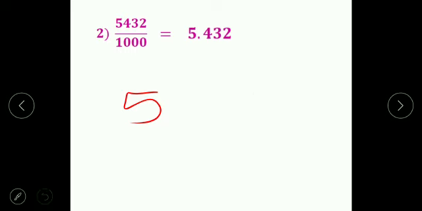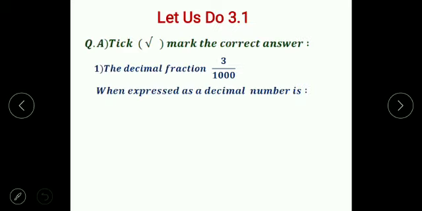Now the next example is 32 divided by 10. Check how many zeros there are after the 1. Only 1 zero, right? So put the decimal point from right to left after 1 digit. So what is the answer here? 3.2.